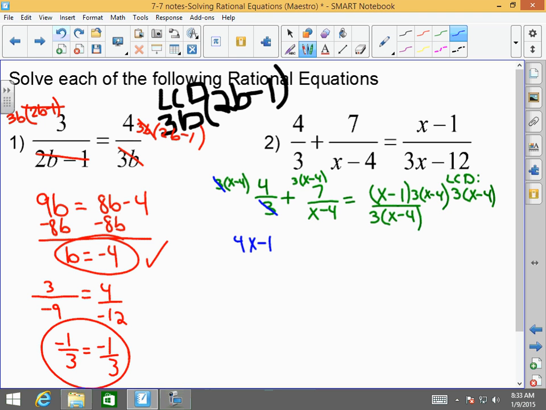4x minus 16. Absolutely fantastic. Next, what cancels here? X minus 4. Fantastic. See how beautiful this is, guys? This gets rid of the denominator. Boom. Bye-bye. Have a good day.